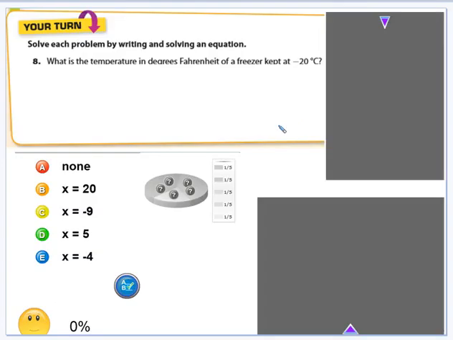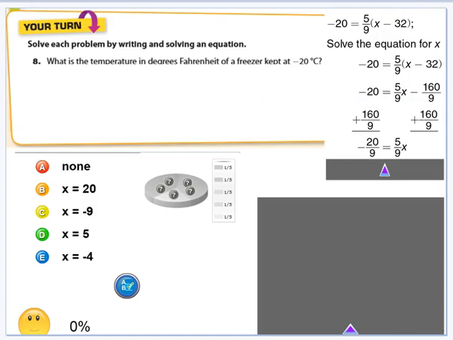So what is the temperature in degrees Fahrenheit of a freezer at negative 20 degrees Celsius? Pause it and then work on your own. 3, 2, 1. Unpause. So they give you it in Celsius, so it goes over here. You work it out.